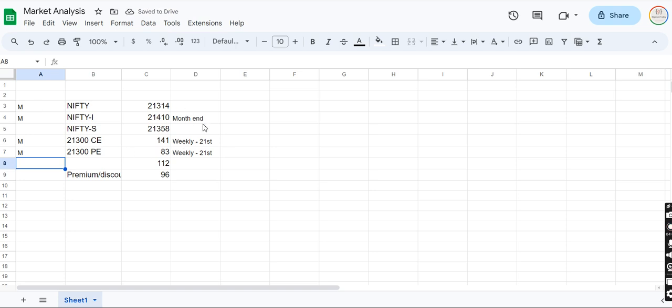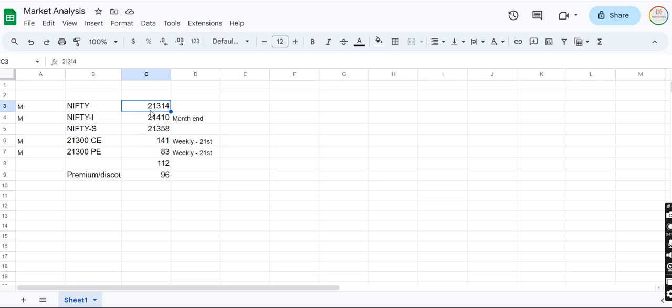Now we calculate this synthetic future very simply. You take the strike price. Okay. Don't take the spot price. You can do that, but better not to do that. That is not a norm.